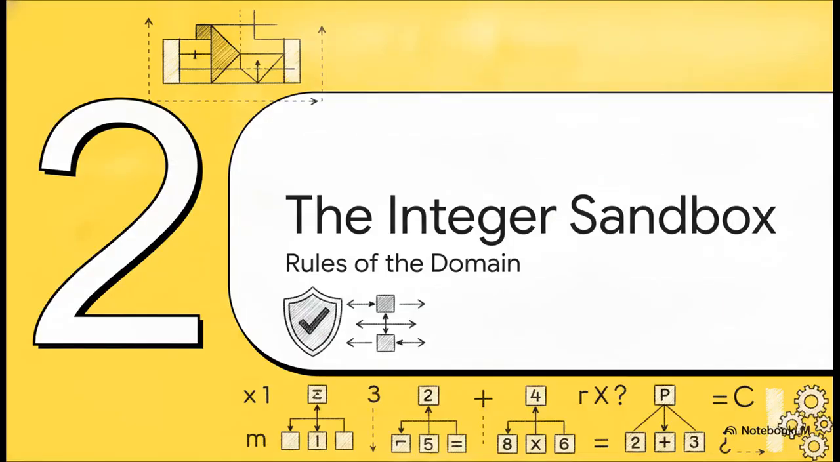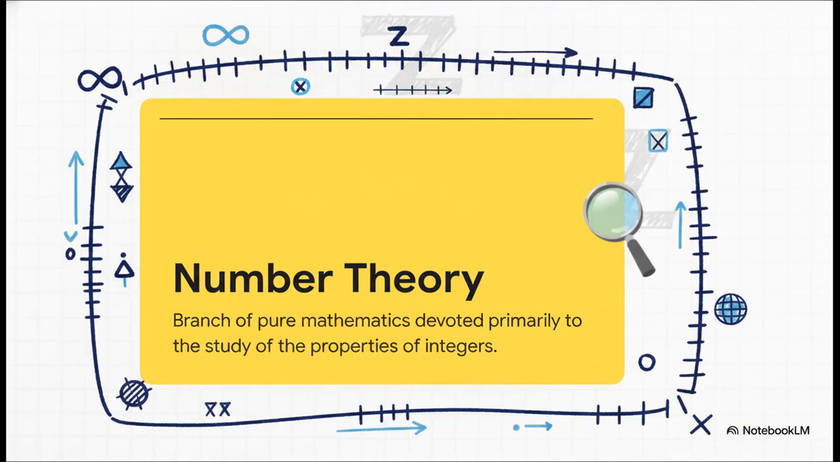Section 2, the integer sandbox. So what are the exact boundaries we'll be playing in? Number theory is primarily devoted to the study of the properties and relationships of integers. In this sandbox, we are entirely isolated to a very specific, discrete mathematical universe. We are dealing exclusively with the set of integers, which mathematicians denote with a capital letter Z. This includes our natural counting numbers like 1, 2, and 3, the number 0, and all the negative whole numbers.